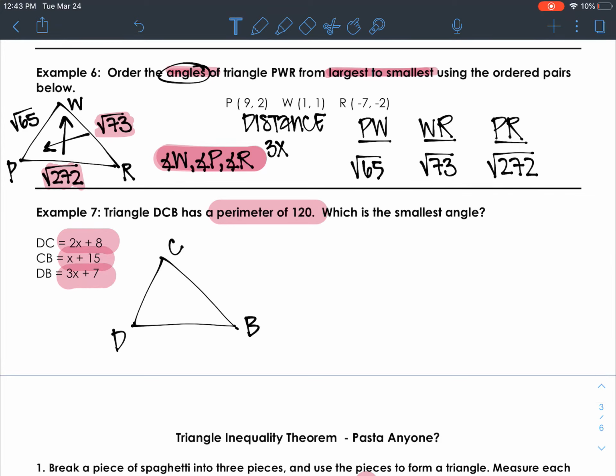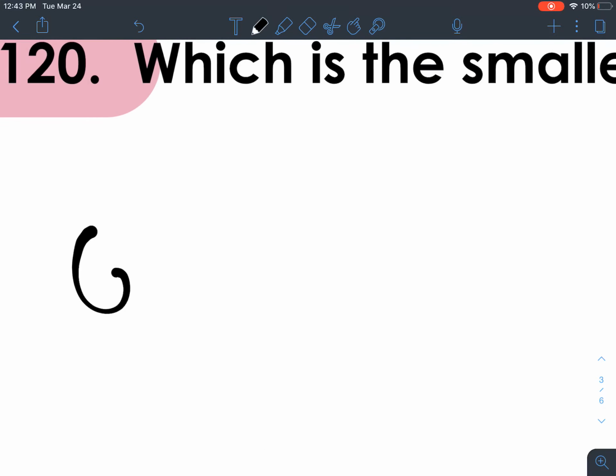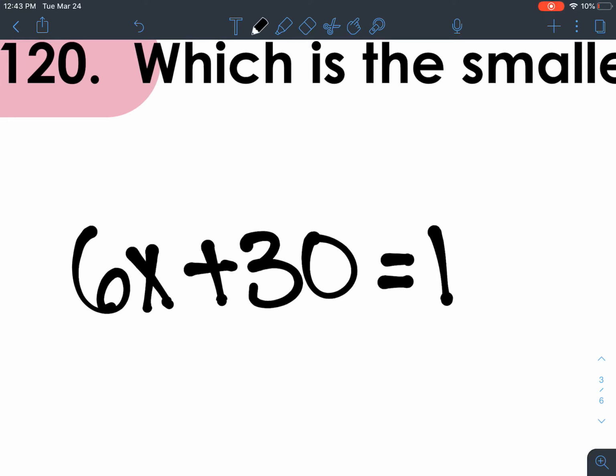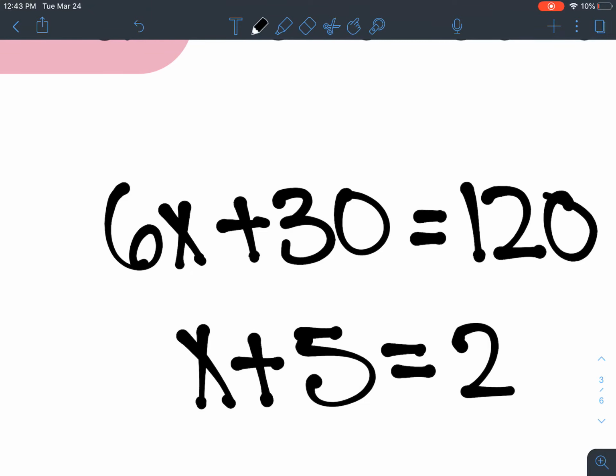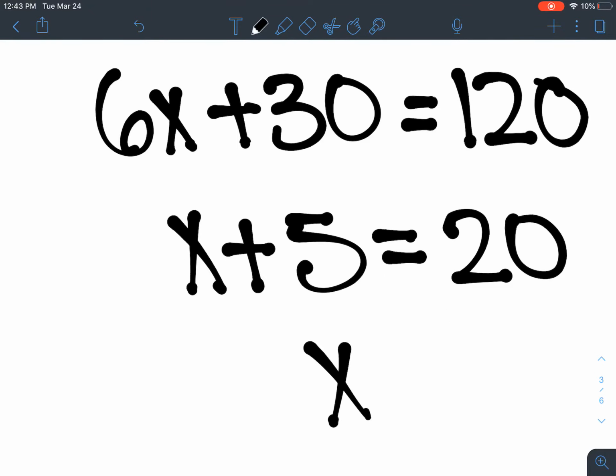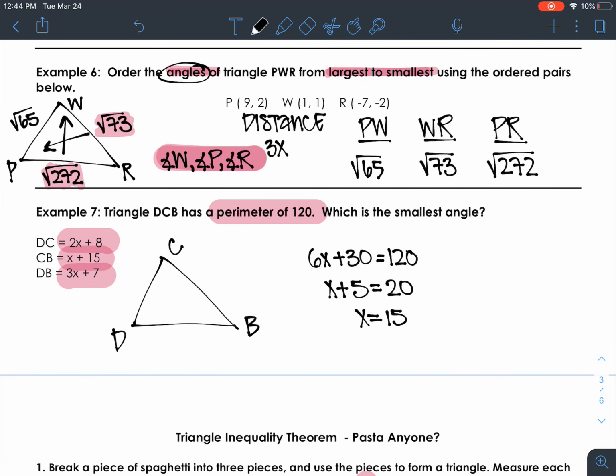Okay. So I'm going to get 6x plus 30 equals 120. And same idea, I'm going to divide everything by 6 because it's all divisible by 6. So I'm going to get x plus 5 is equal to 20, which means that x is equal to 15. Okay? Now, once you have that 15, what we're going to do is plug it back in to those expressions to get the side lengths.